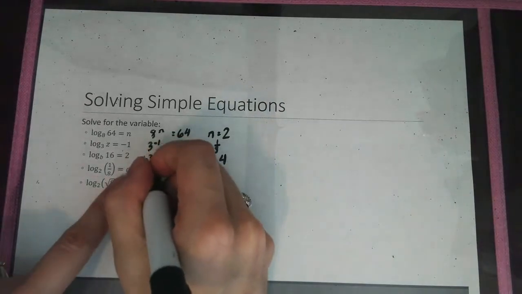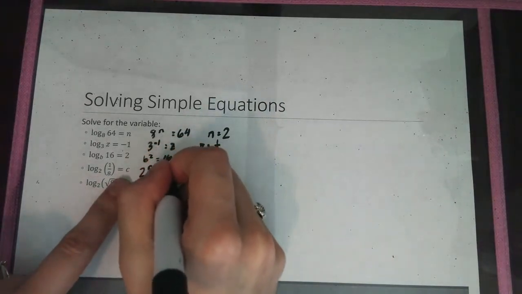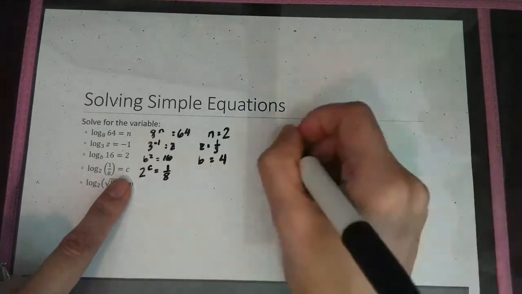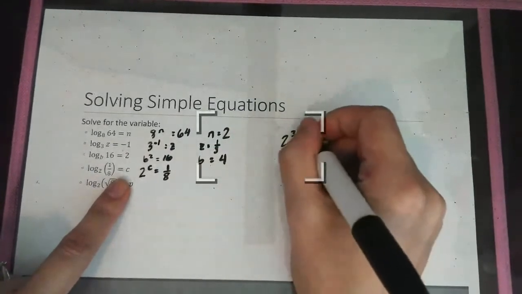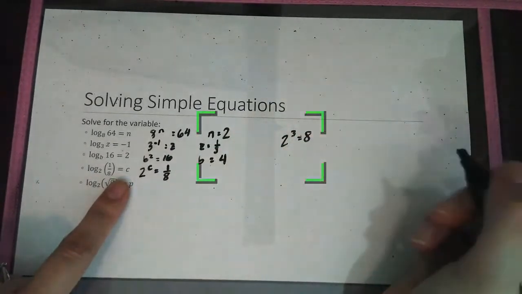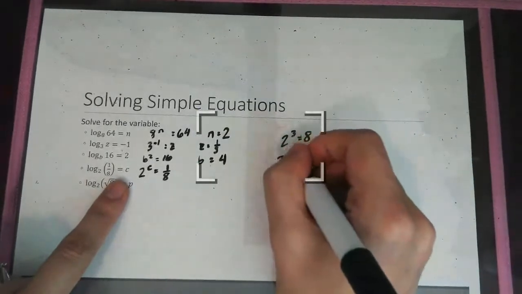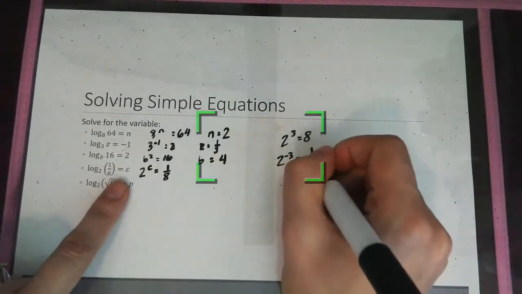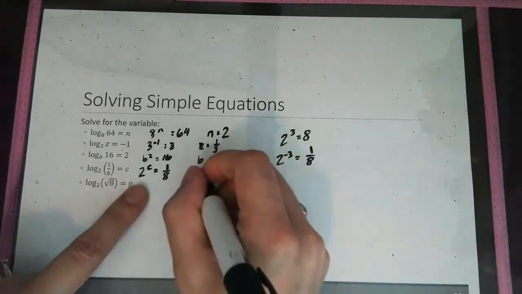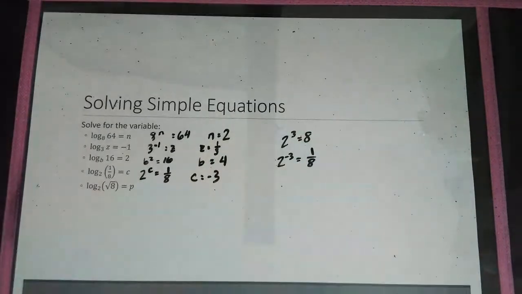Next up, we have log base 2 of 1/8 is equal to c. So we'll have 2 to the c power is equal to 1/8. Well, I know that 2 to the third is equal to 8, but to put that 8 in the denominator, I need to make it an exponent of -3. I want c to be equal to -3.